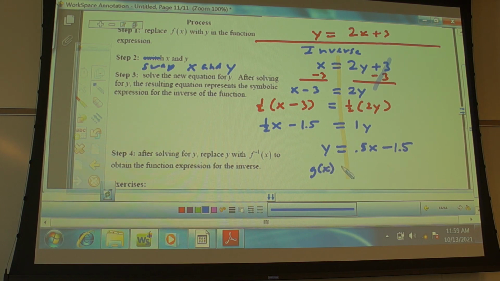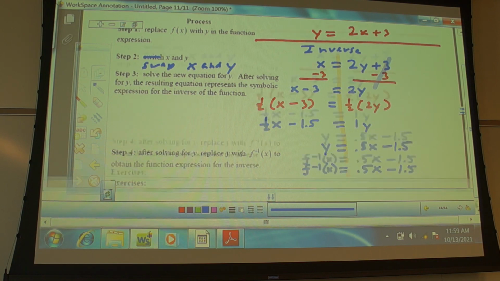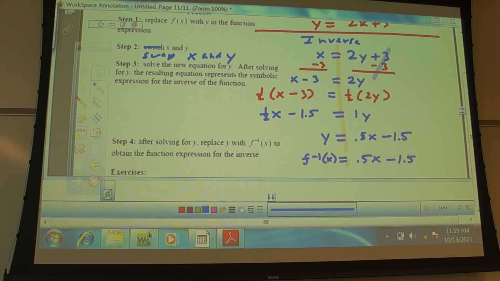So then my function would become g of x. It has to be called something different. Oh, actually, it's the inverse, isn't it? So it's the inverse. F inverse of x is equal to 0.5 x minus 1.5. Or you could also say, if you like the fractions better, you can do them as fractions also. 1/2 x minus 3/2. That also works.